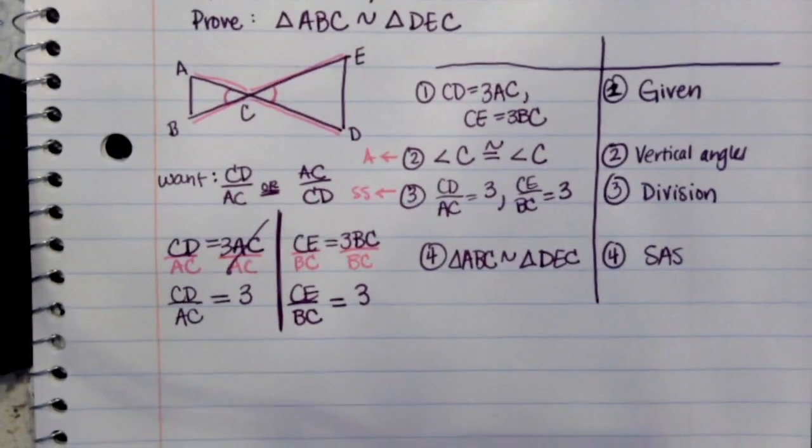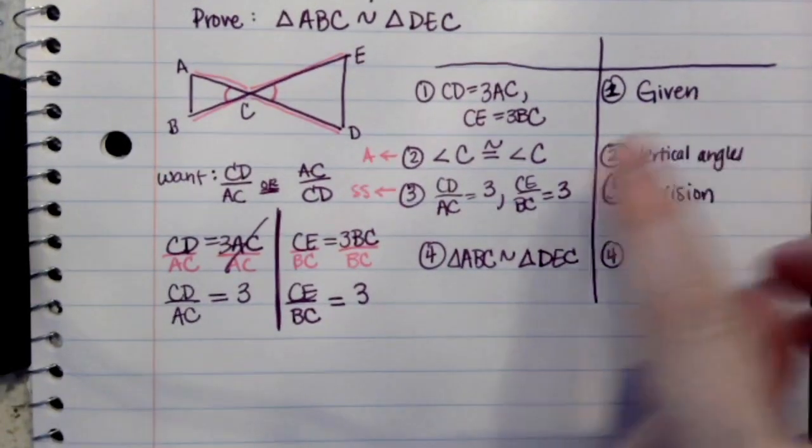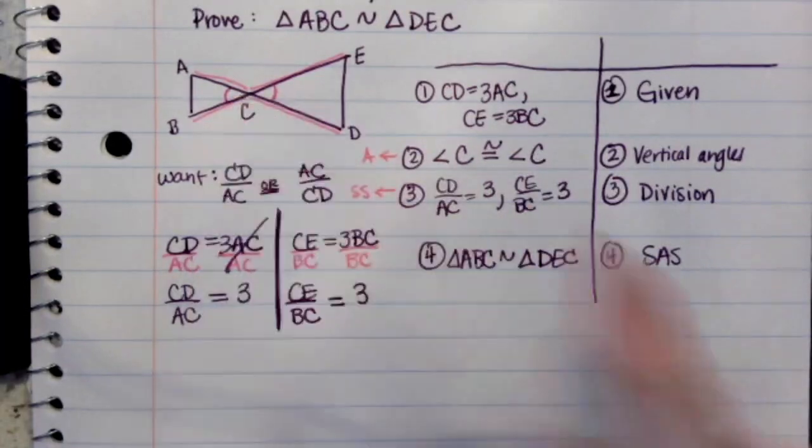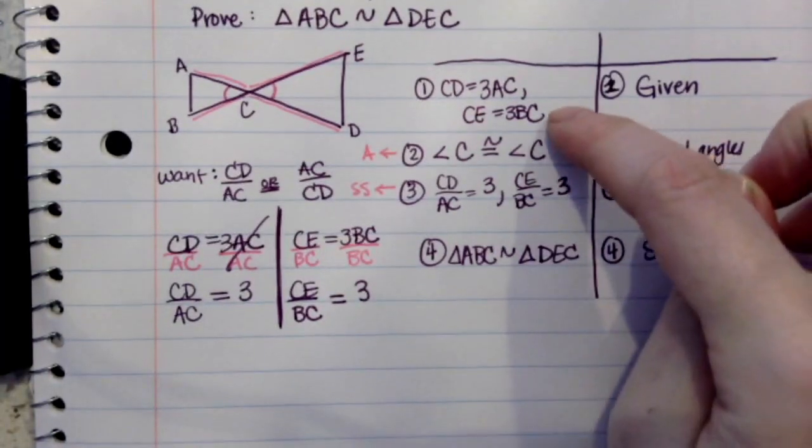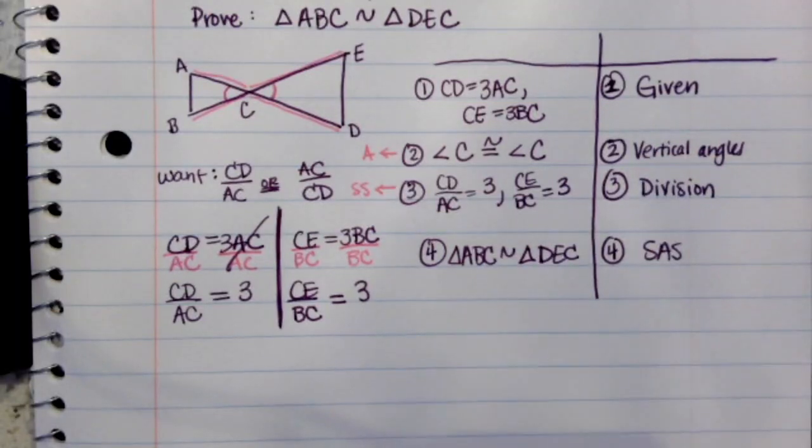So there's our proof start to finish. Our givens, we found an angle using the picture, and then we found our proportional sides using these statements. And we got SAS. So let's do another one.